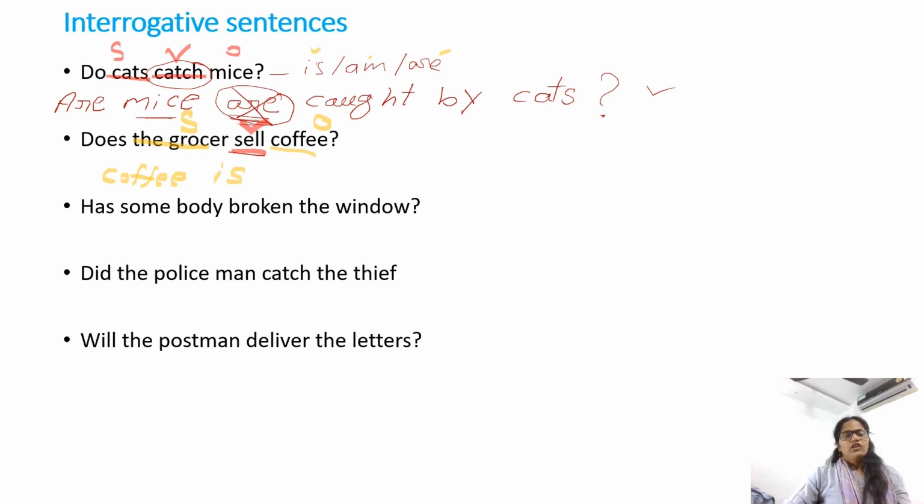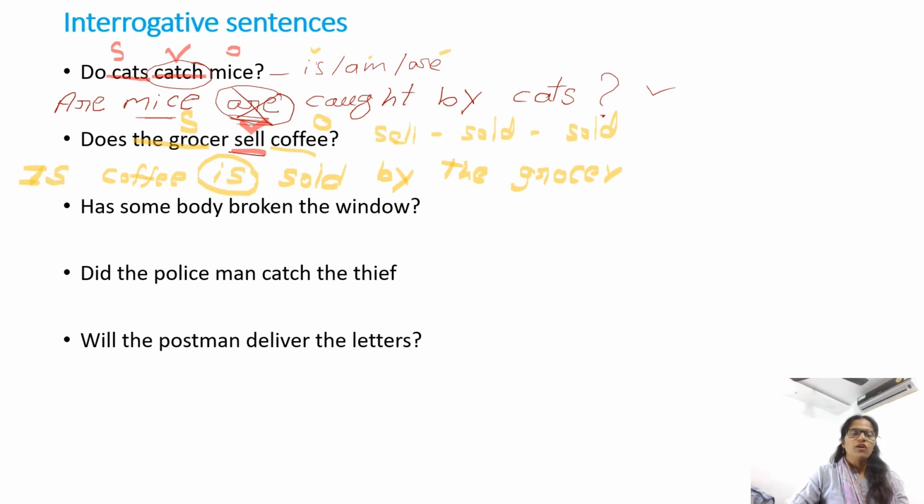Next step is to use the V3 form of a verb. V3 form of sell is sold. So coffee is sold. Last one, by preposition, by the grocer. It is a statement. To make it an interrogative, we have to bring this be form before the subject. Right? Be form before subject. So, is coffee sold by the grocer is the passive form.